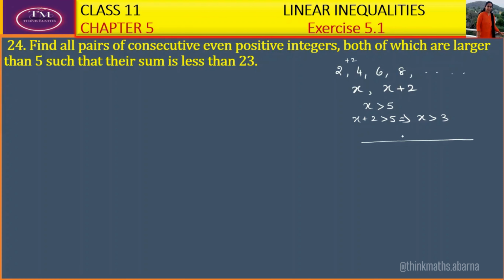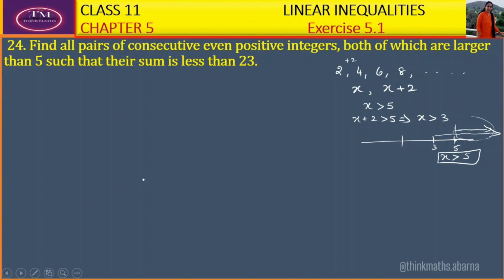If you check, it is 3 here and 5 here. Greater than 3 means this side. Greater than 5 means from here. So which part is common? This is the common area. So x should be greater than 5. This is the common inequality for both.